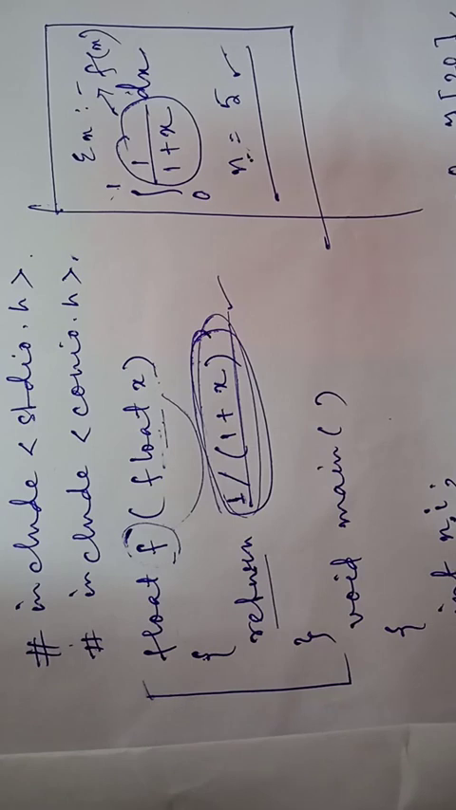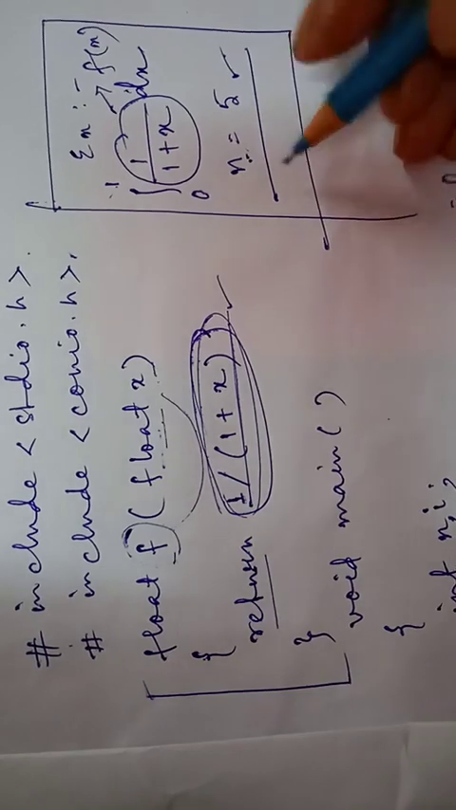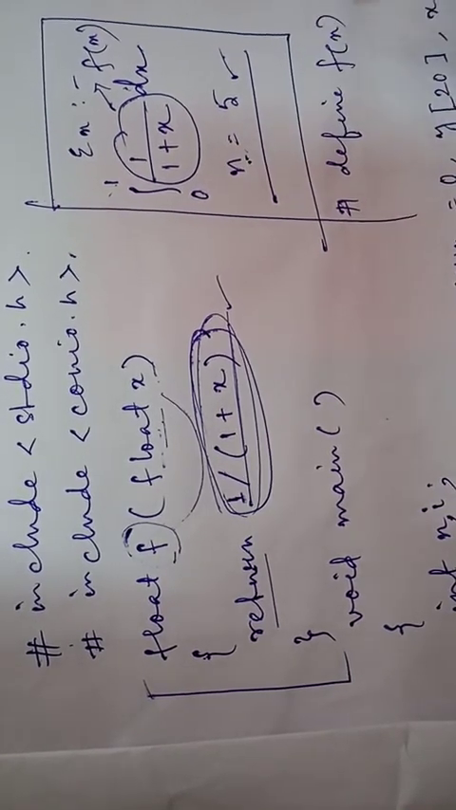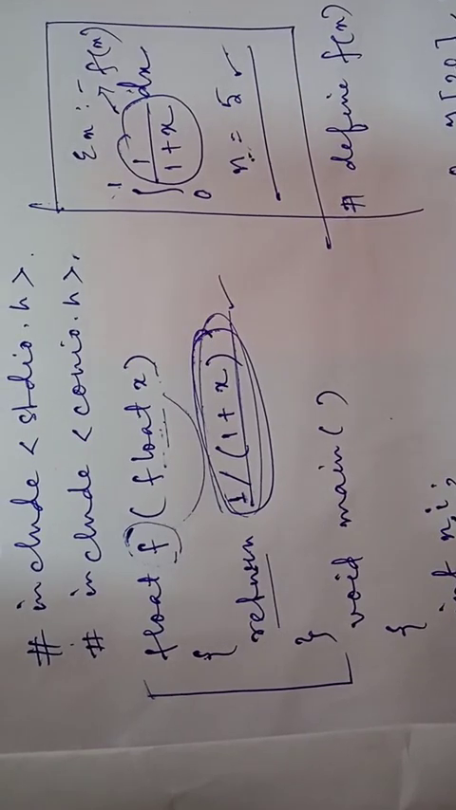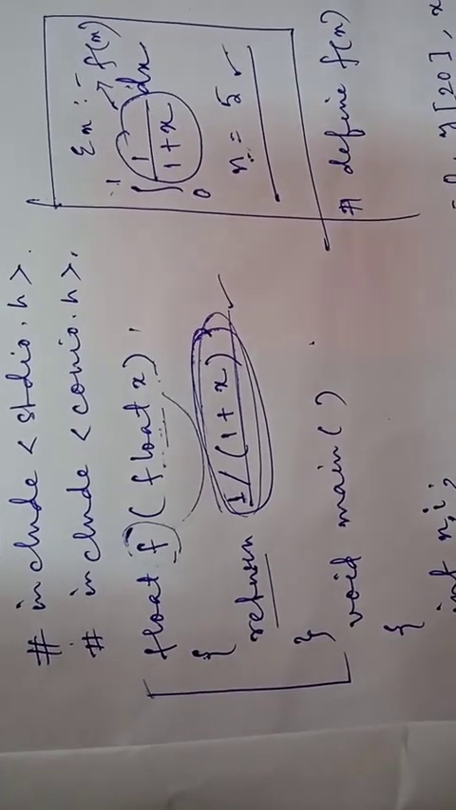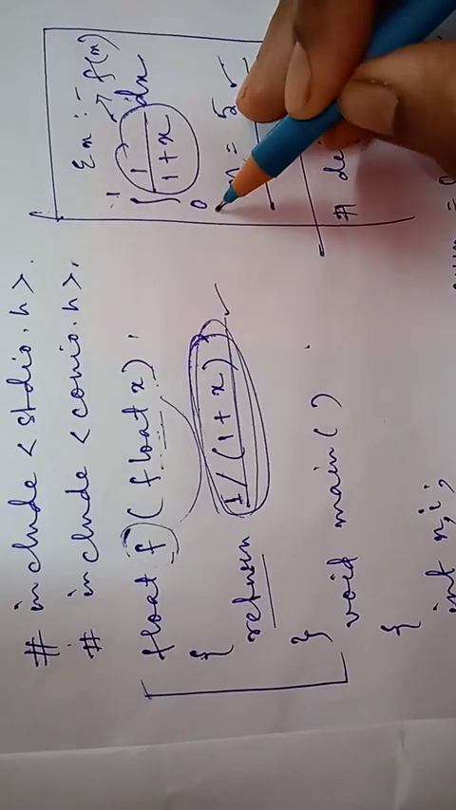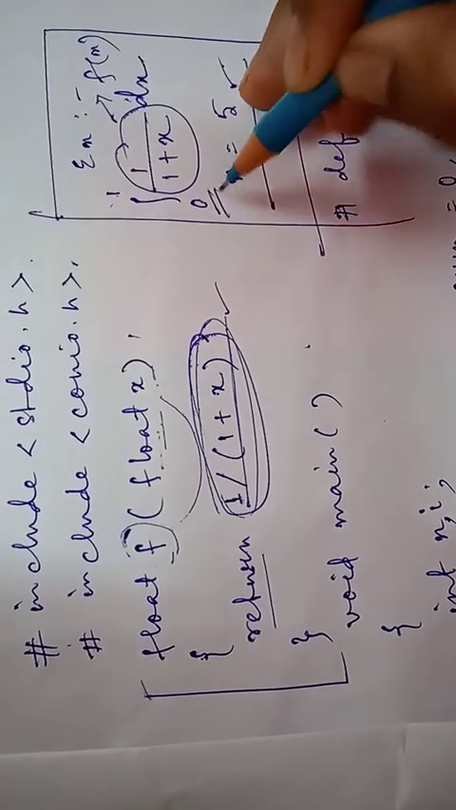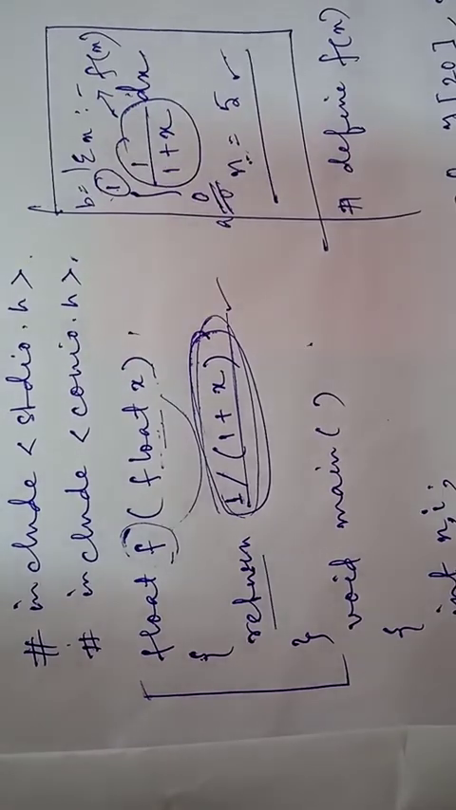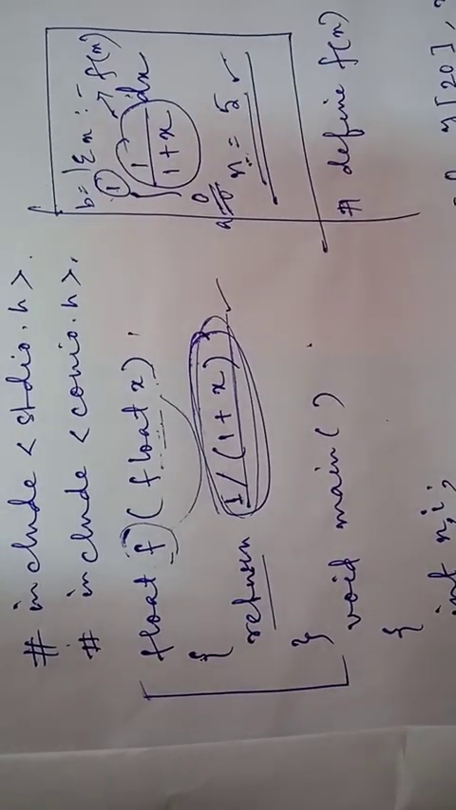Or otherwise you can take the function like this: #define f(x), then the value of the function, like we did for the previous programs. In that case you need to take the math function also, that is #include <math.h>. You need to take that header file also, or otherwise you can take the function like this. Now from that example, this is our a, so a equals 0, and this is our b, that is b equals 1. We will take that later, and n equals 5.